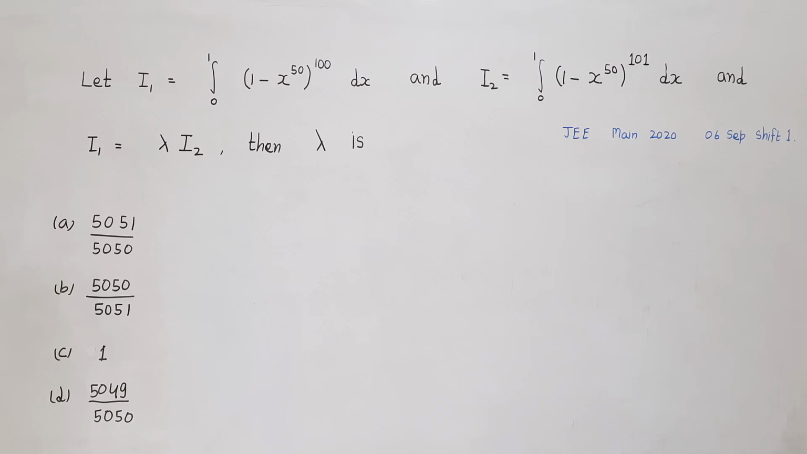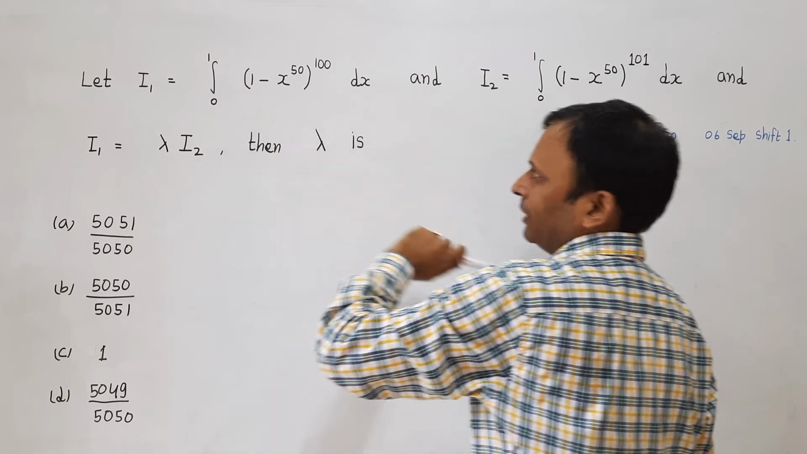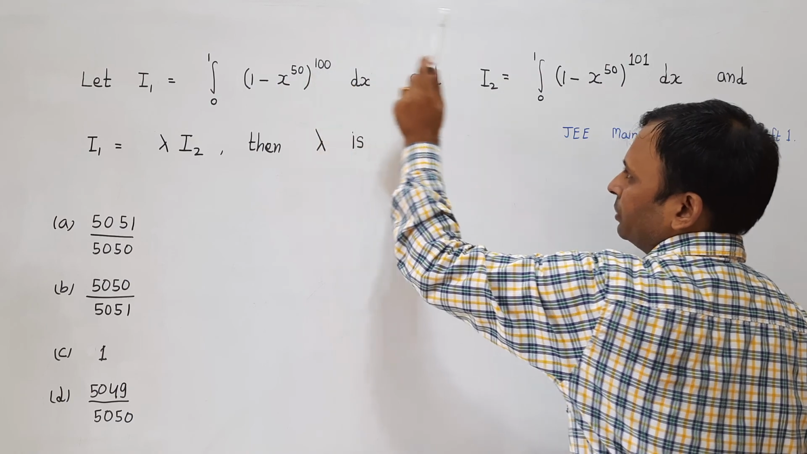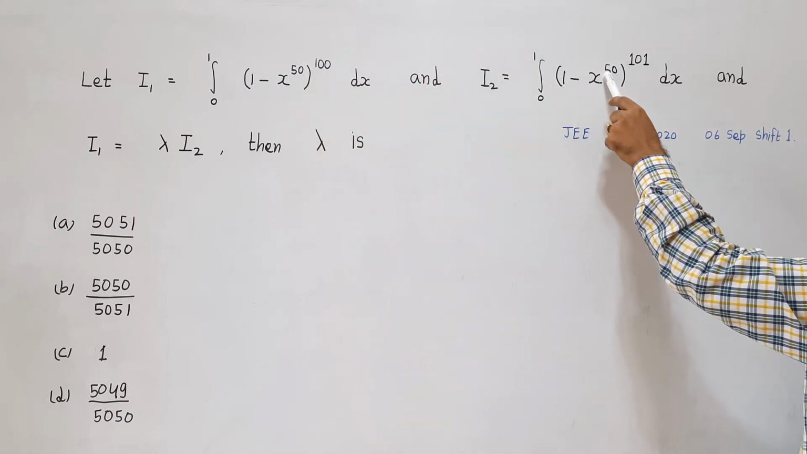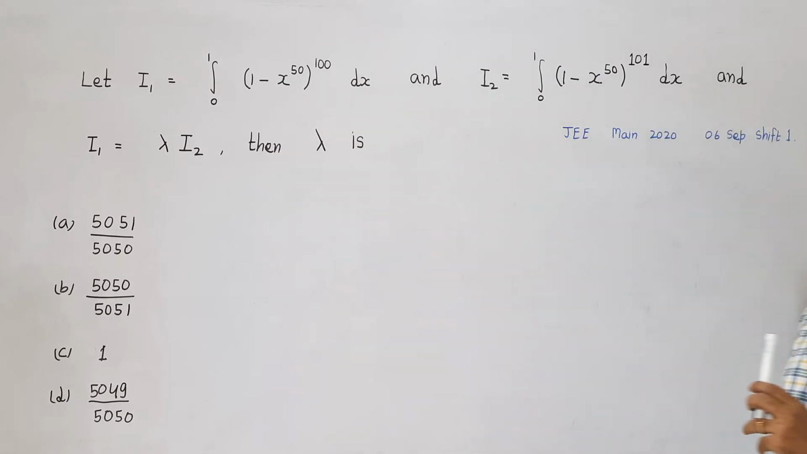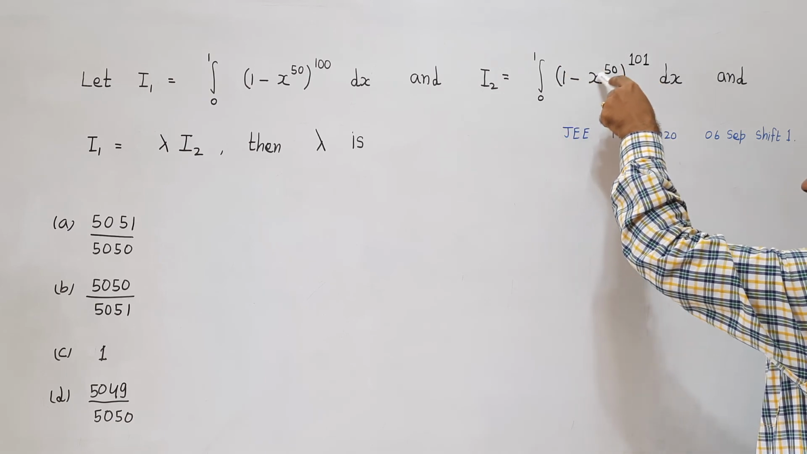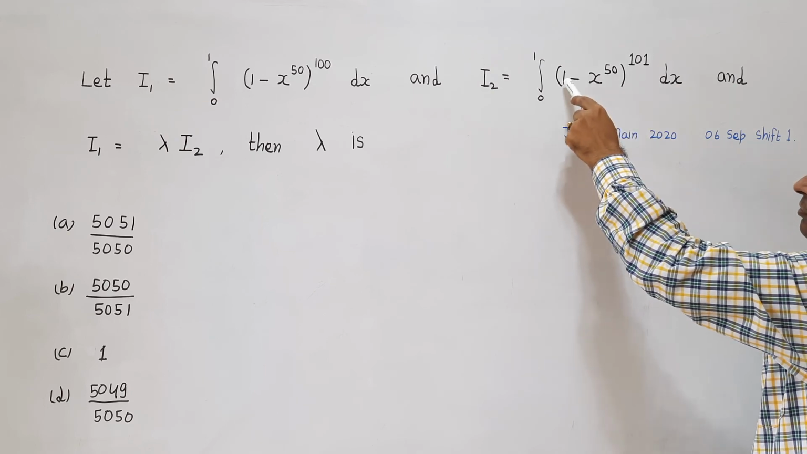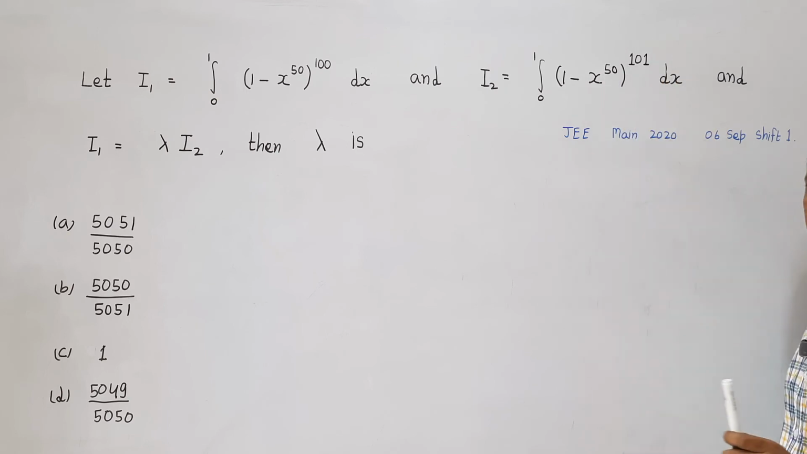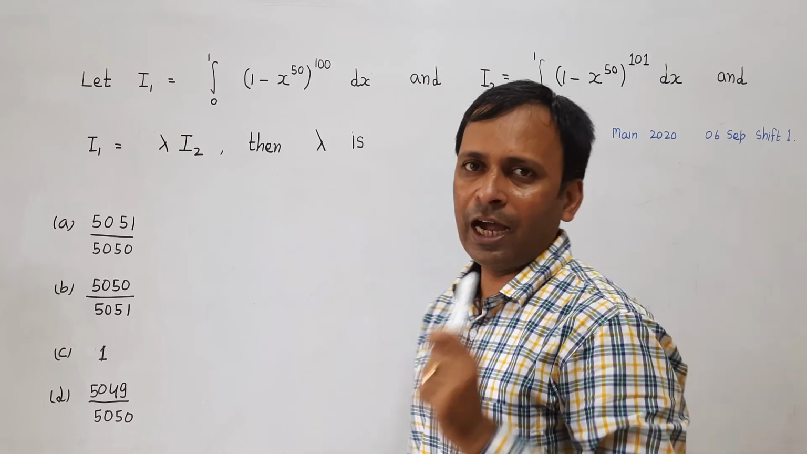Now here if you carefully see, we have the two integrals I1 and I2, and we have to express I1 in terms of I2. Here this is (1 minus x to the power 50) whole to the power 100. Here it is (1 minus x to the power 50) whole to the power 101. So how can I express I2 in terms of I1? If I write this bracket, (1 minus x to the power 50) to the power 101, as (1 minus x to the power 50) to the power 100 multiplied by (1 minus x to the power 50), then it can be simplified. So what I will do is I will start from the integral I2.